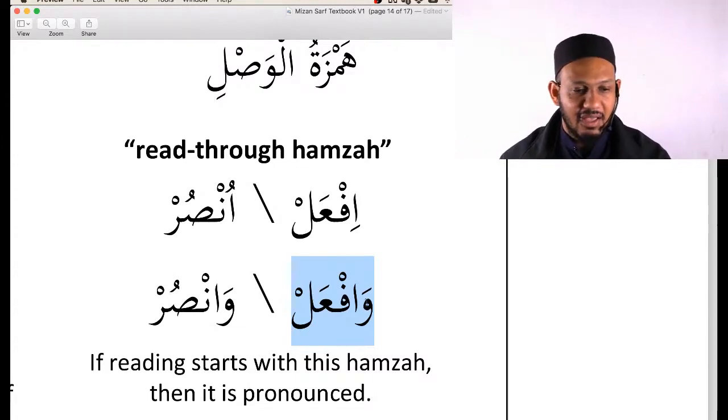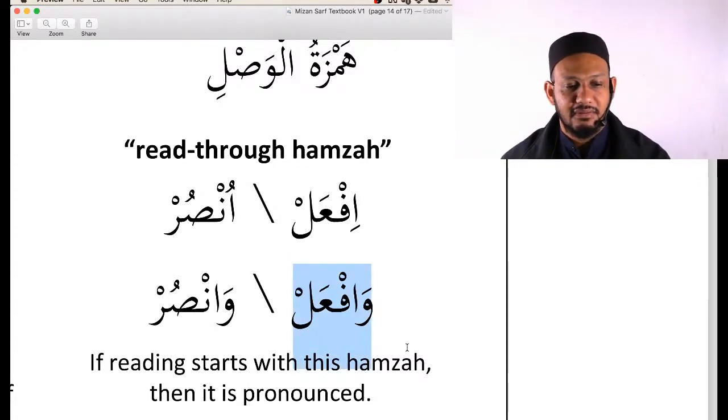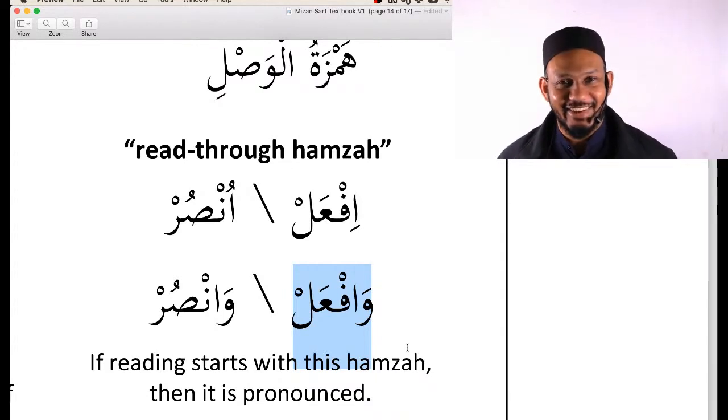how do I read this? Say it for me. How do I read this? I can't hear you. Louder. How do I read that? I read that as waf'al. I don't say wa'if'al, I say waf'al. Why? Because that is a Hamzatul Wasl. It's a read-through Hamza.